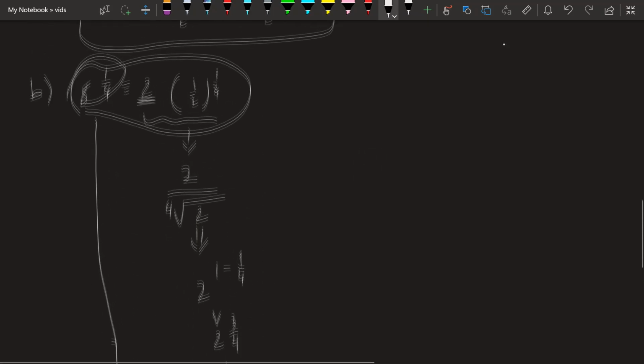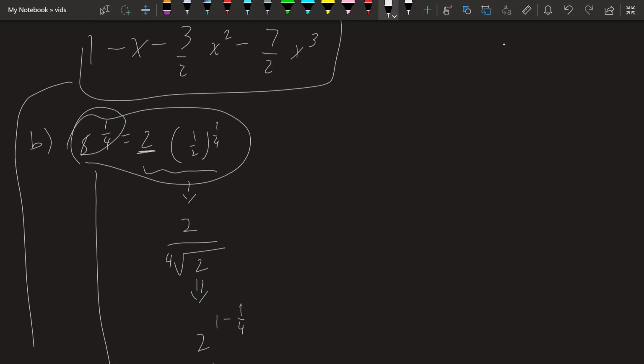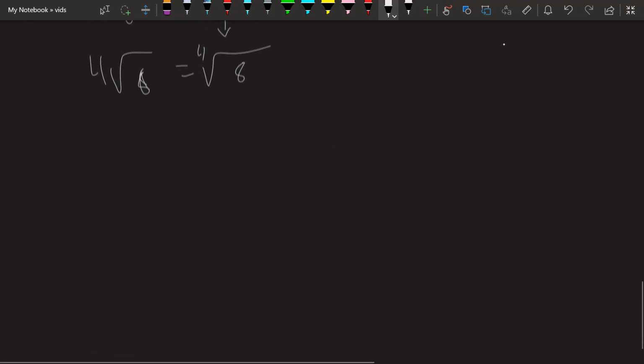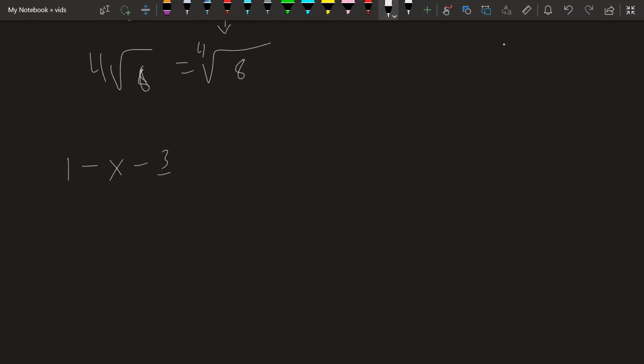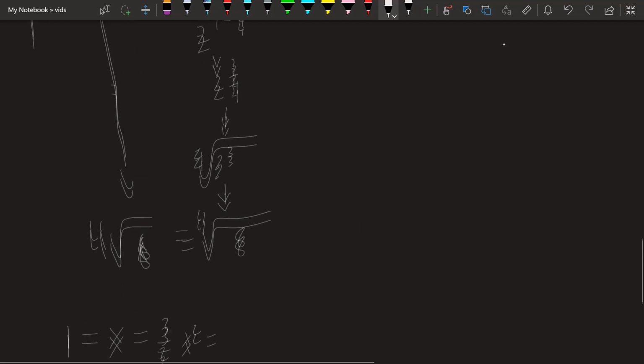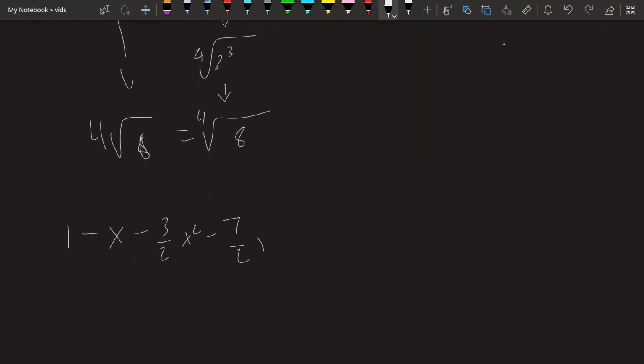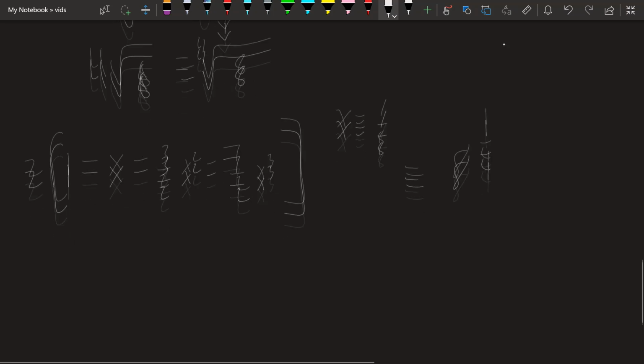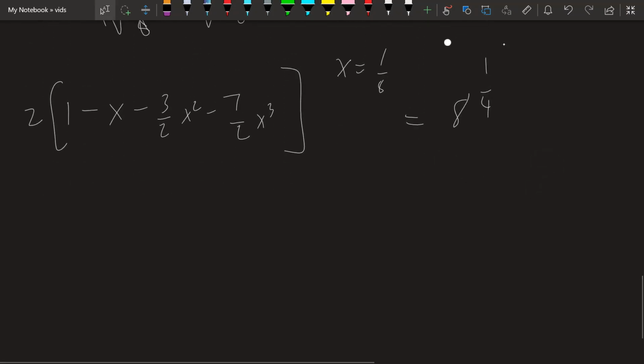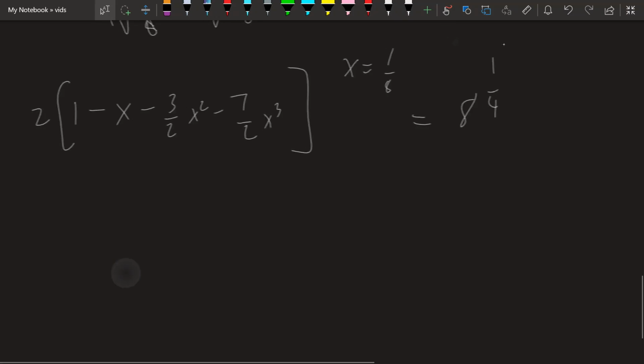So let's just take this expansion downwards. Let me rewrite it. 1 minus x minus 3 over 2x squared minus, and just go up, 7 over 2x cubed. Now if x equals 1 over 8 and we multiply this by 2, we will get 8 to the power of 1 over 4. Very close to 8 to the power of 1 over 4 actually. So all we have to do is just substitute.